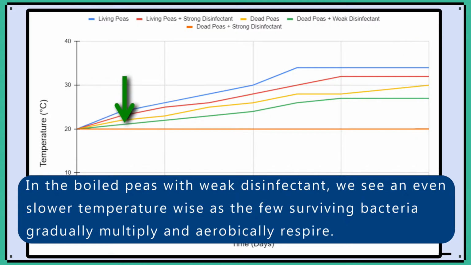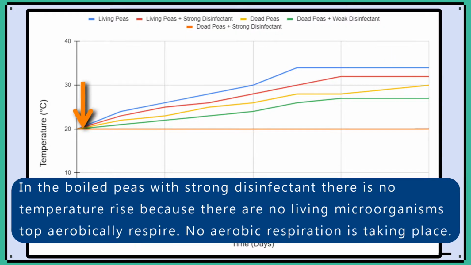In the boiled peas with weak disinfectant, we see an even slower temperature rise, as a few surviving bacteria gradually multiply and aerobically respire. In the boiled peas with strong disinfectant, there is no temperature rise because there are no living microorganisms to aerobically respire. No aerobic respiration is taking place.